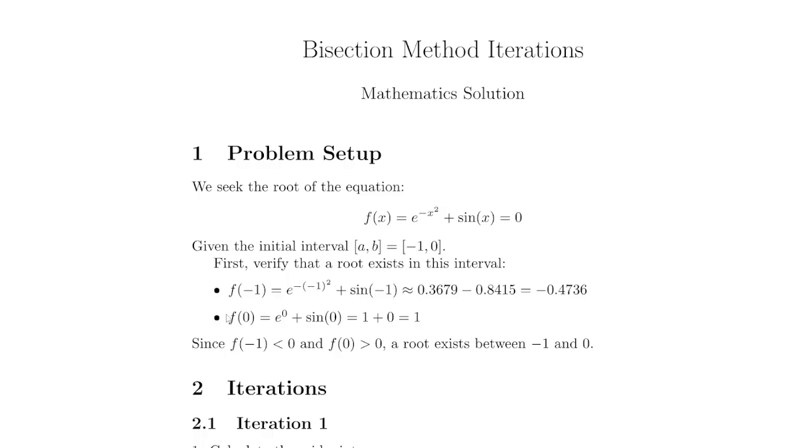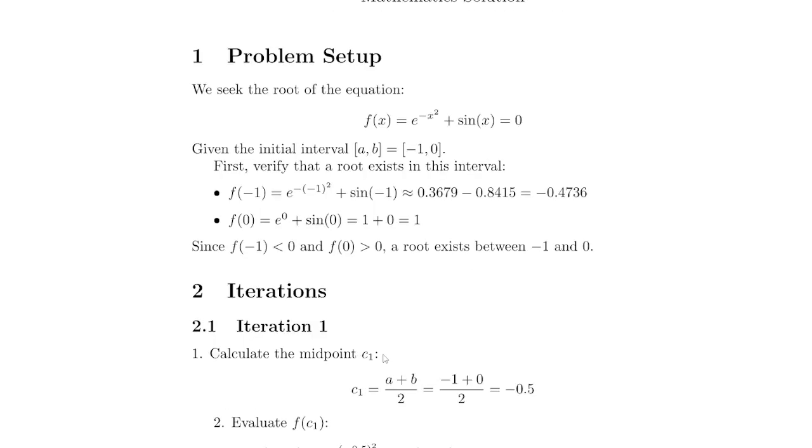So first, we're given the interval -1 to 0, and we're first going to plug in x equals -1 into f of x to get -0.4736. And we're going to plug in x equals 0 to get f of 0 equals 1. Since f of -1 is less than 0 and f of 0 is greater than 0, there must be a root between -1 and 0, since f of x is continuous.